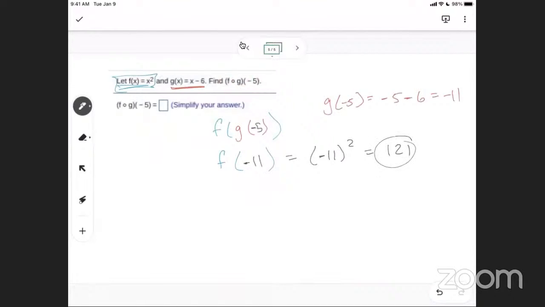So there's your answer. So don't waste your time by trying to find the actual function itself in terms of x. You don't need to do that. That makes sense? Awesome.